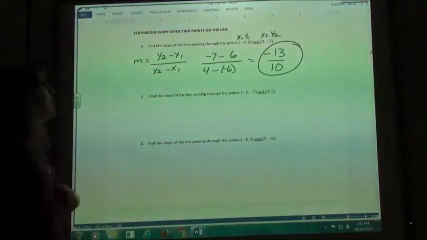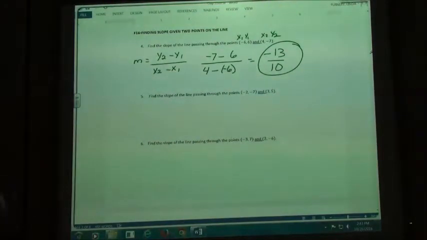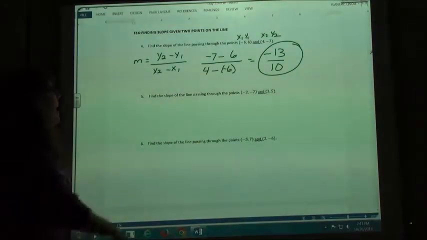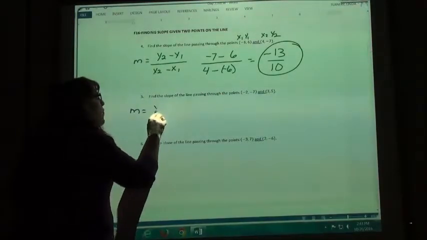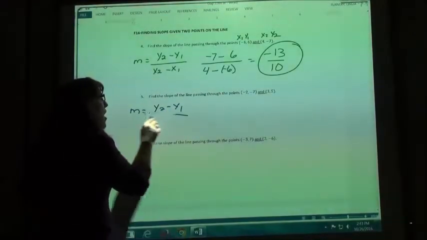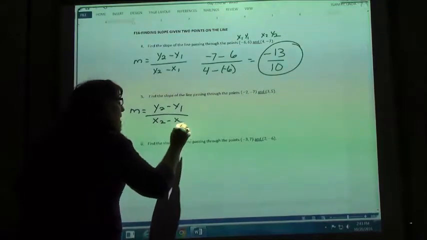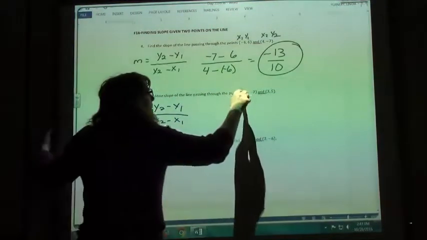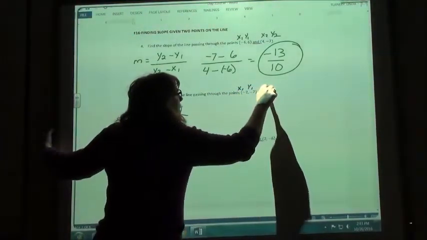So finding the slope of the line that passes through the point negative 2, negative 7, and 3, 5. First of all, my formula, I'm doing the change in y over the change in my x's. So point 1 and point 2.